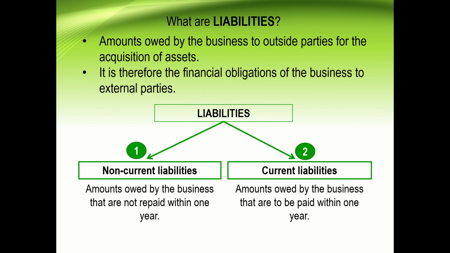The second category of liability is current liability. Current liabilities refer to the amount owed by the business that are to be repaid within 1 year. For example, short-term loan, bank overdraft, creditor, or account payable.